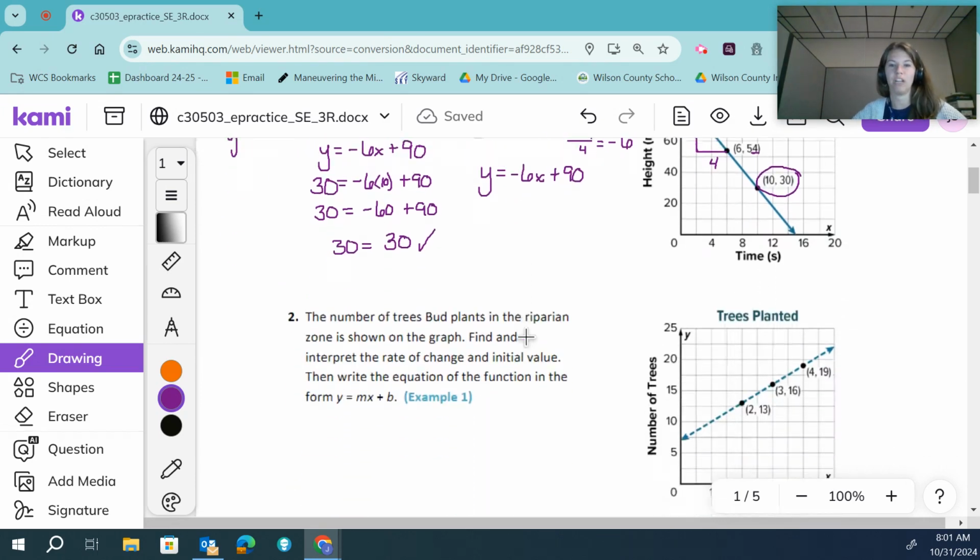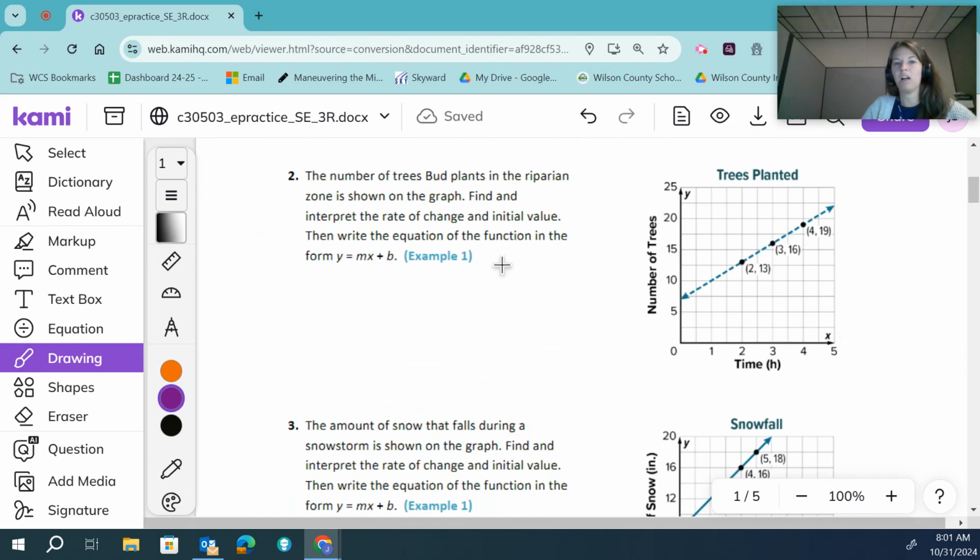Okay, let's take a look at another one. The number of trees and plants in the riparian zone is shown in the graph. Find and interpret the rate of change and initial value. Then write the equation of the function in the form y equals mx plus b. Okay, so again, rate of change is my slope, so I'm going to do that first.